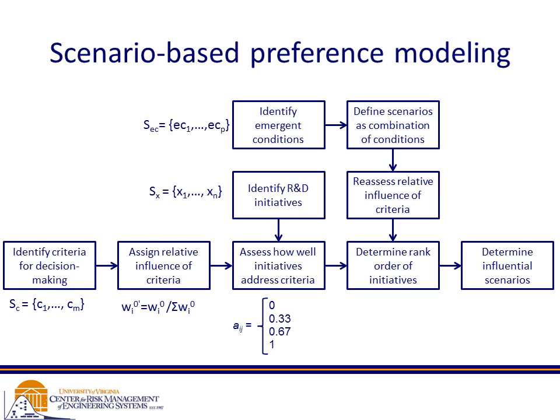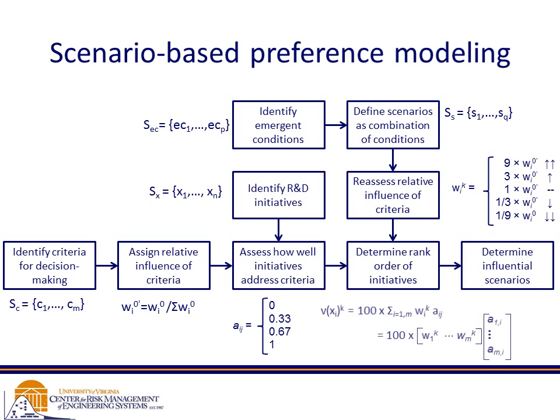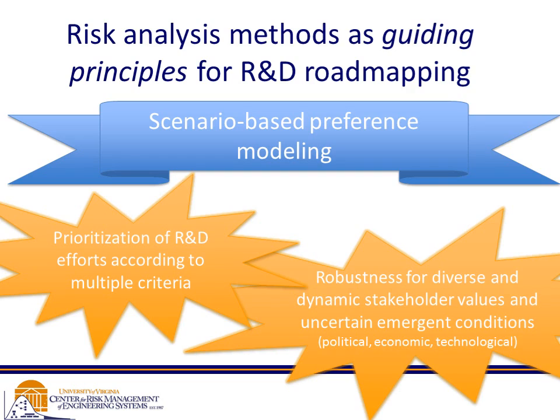Next, we identify possible emergent conditions and use them to build scenarios of interest. Under each scenario, the relative importance of each criterion is reassessed, and the new weight is varied according to whether the importance increases somewhat, stays the same, decreases somewhat, or decreases. Using the weights under each scenario, a value function is employed to rank the investment alternatives.